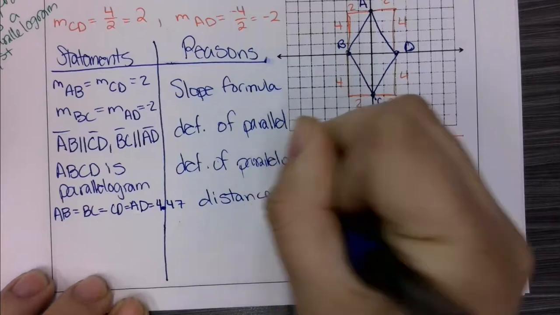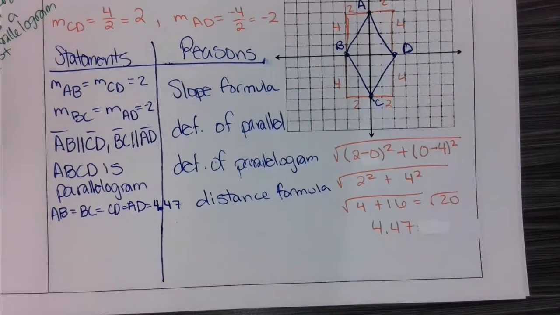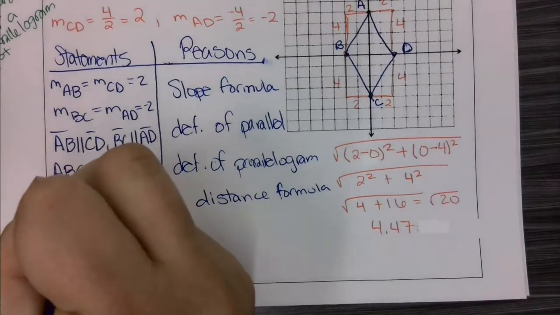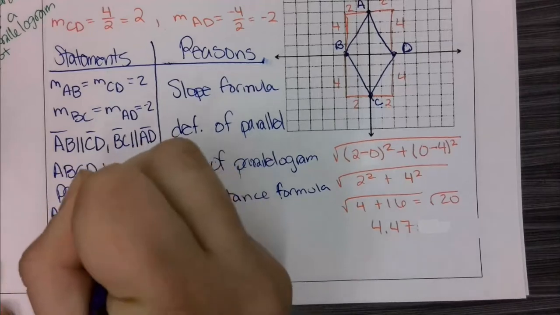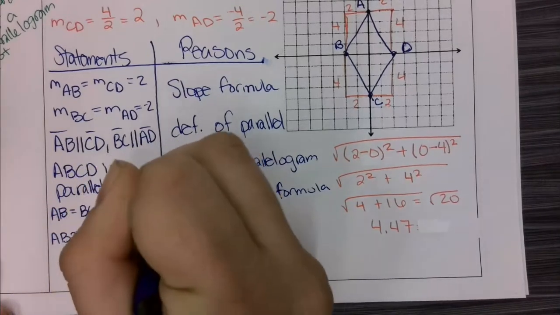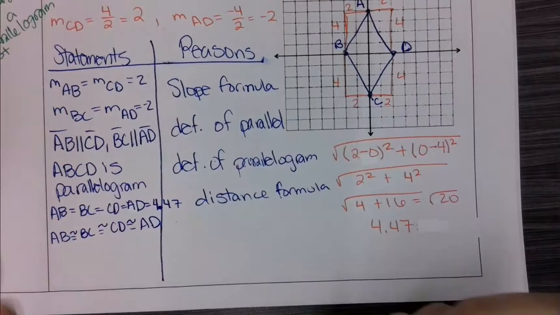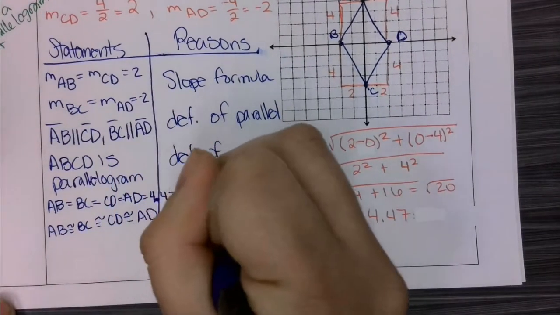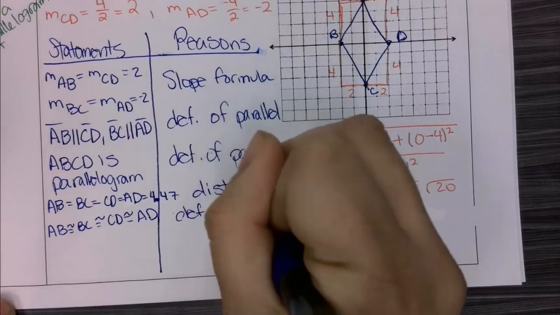So when lines have the same length, that means they are congruent. So I can also write AB is congruent to BC is congruent to CD, because that's just how it works. So this is the definition of congruent.